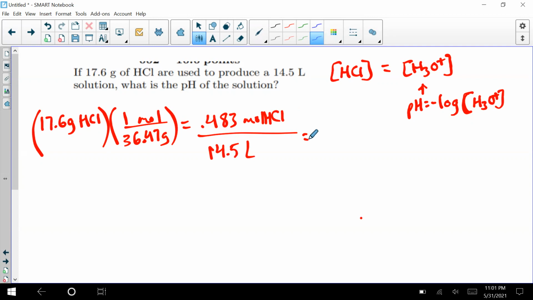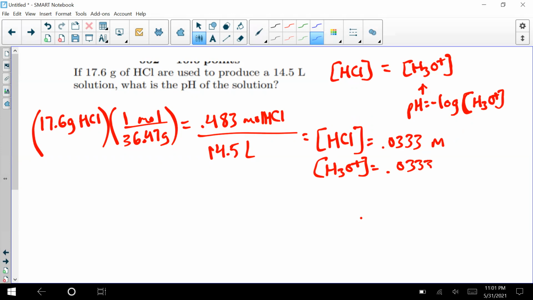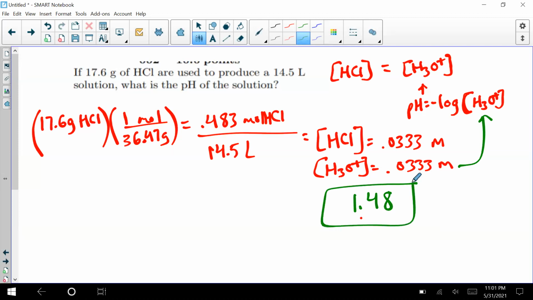0.483 divided by 14.5 means that my molarity of HCl is 0.0333 molar. And that means that my concentration of H3O plus is also 0.0333 molar. And now I could find pH by plugging that in. Negative log of 0.0333 gives me 1.48. Now remember, with Sapling, go ahead and enter the full number. So technically my calculator says 1.47755.